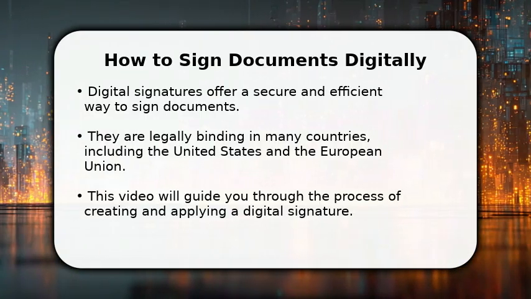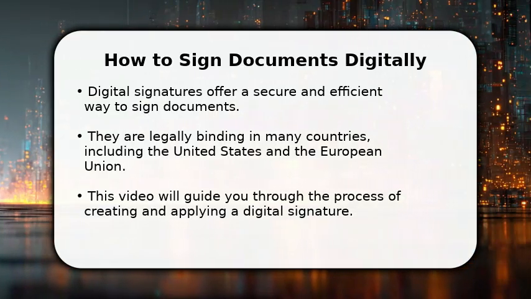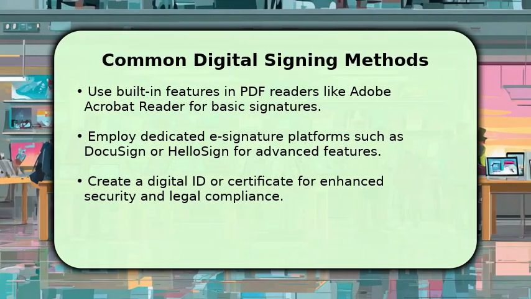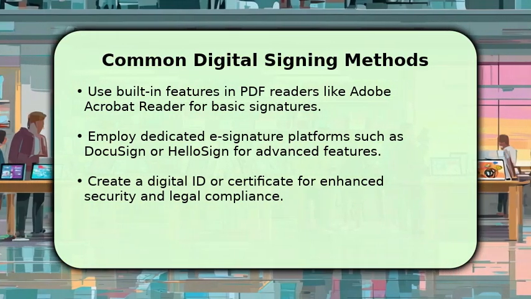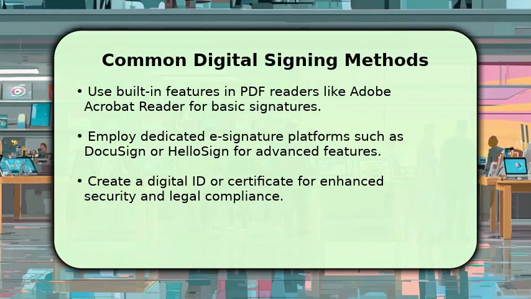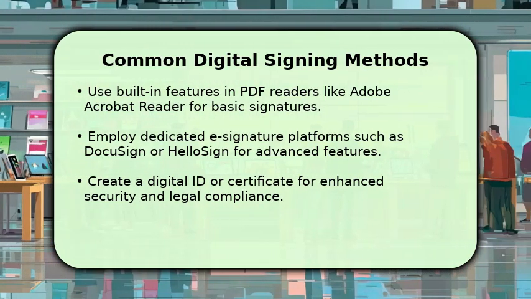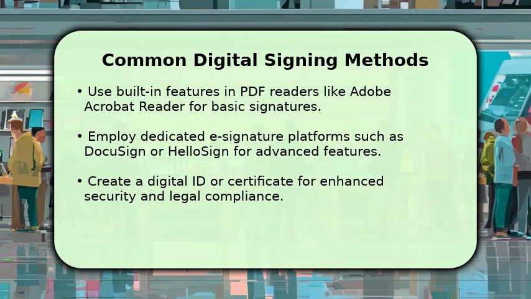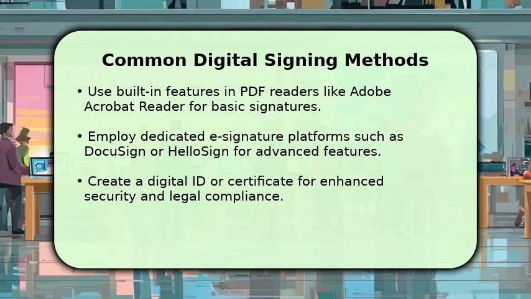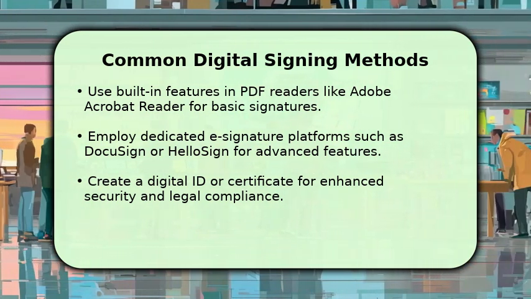This process can save you significant time and resources compared to traditional paper methods, making your workflow much smoother and more environmentally friendly. There are several effective ways to digitally sign your documents. You can utilize the built-in features of common PDF readers, such as Adobe Acrobat Reader, for straightforward signing. For more robust needs, dedicated e-signature platforms like DocuSign or HelloSign provide advanced functionalities and enhanced security. Additionally, creating a digital ID or certificate offers the highest level of authentication and legal compliance, ensuring your signature is recognized and trusted across various platforms and jurisdictions.